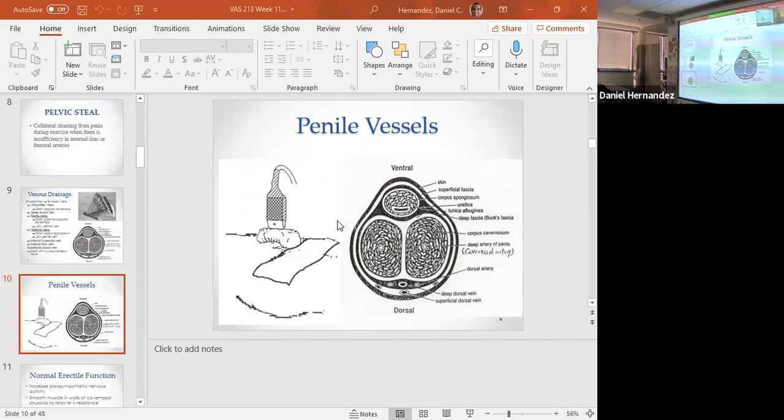So when we're performing the ultrasound, we position the patient similarly to a testicular ultrasound exam. The ventral side of the penis is going to be up. So we see the corpus spongiosum appearing anterior, and then the corpus cavernosum is going to appear posterior.